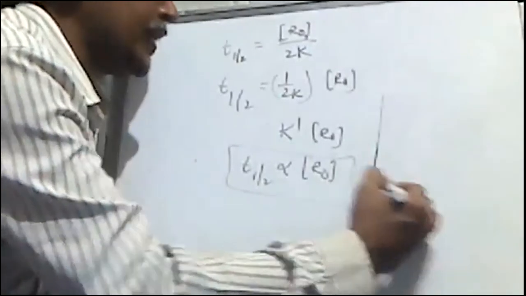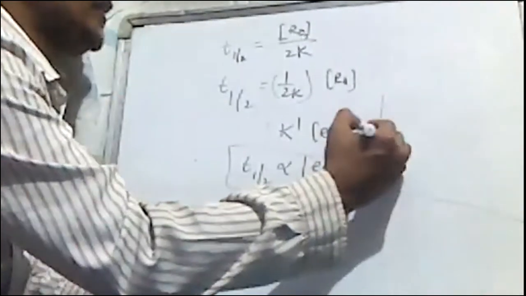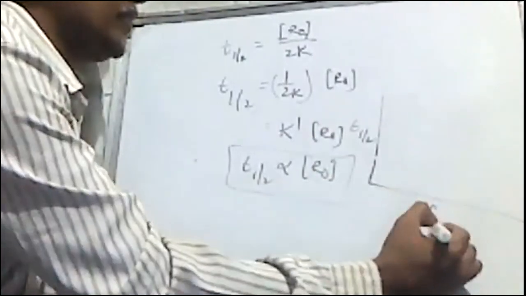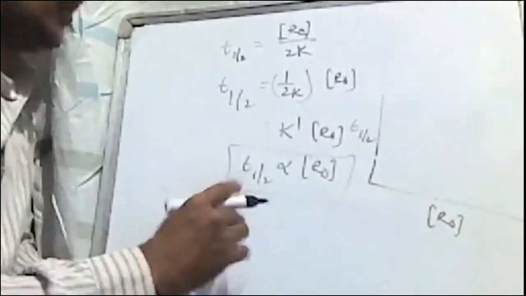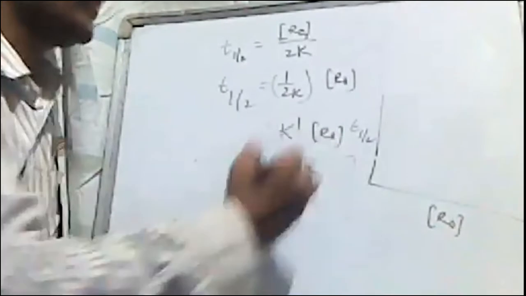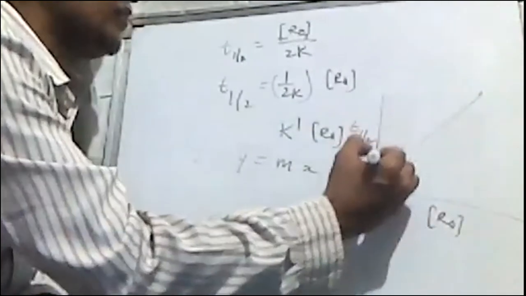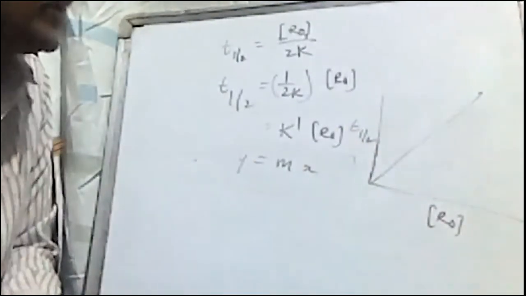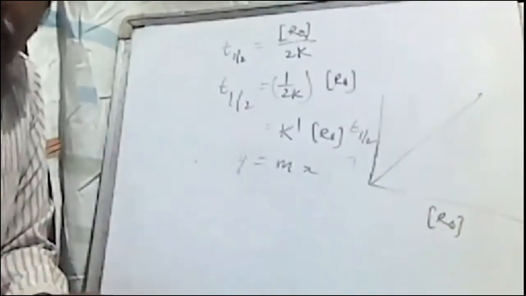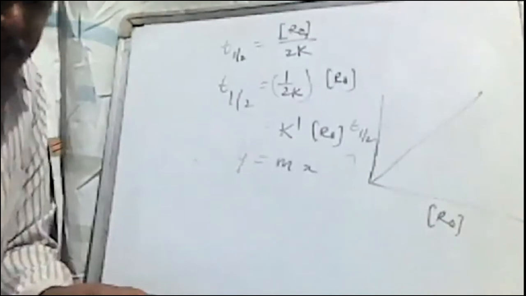Now I am plotting like this: t1/2 versus concentration of reactant. This equation is in the form of y = mx, so it is a straight line passing through the origin. So these are the three plots regarding zero order reactions.